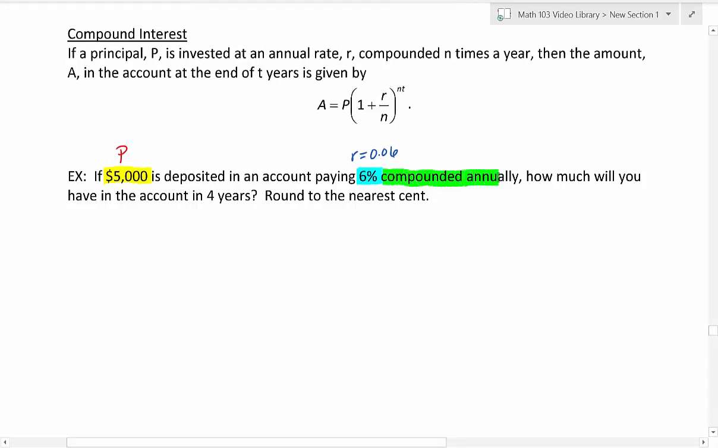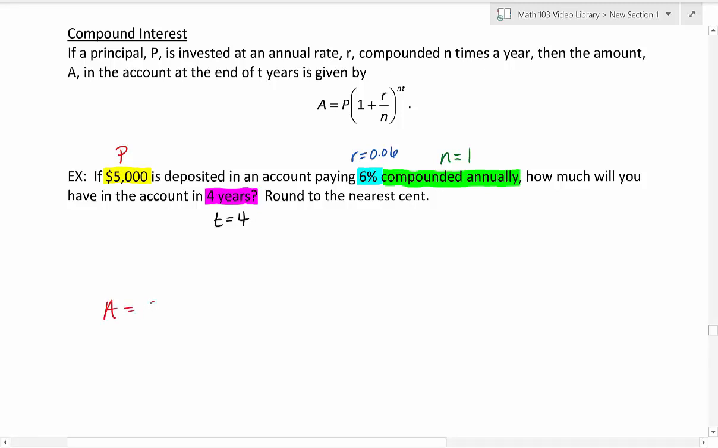Next, we were told that the interest is compounded annually. N is the number of times per year our interest is being compounded. So if our interest is being compounded annually, that means that it's happening once a year, so N is equal to 1. Lastly, we were told that we want to find how much money we'll have in 4 years. That means that T is equal to 4. Now we'll take all this and plug it into our formula.